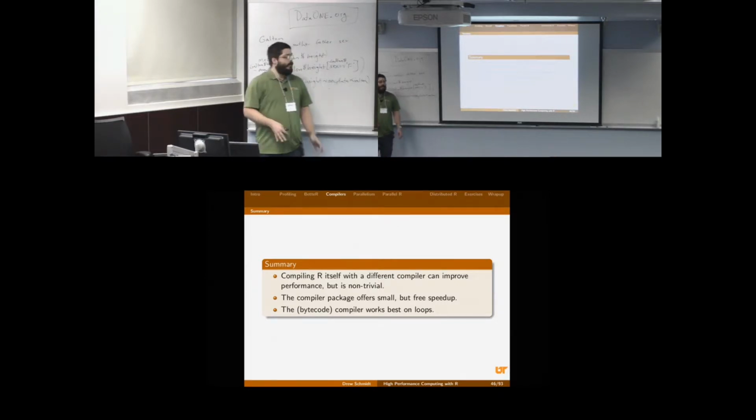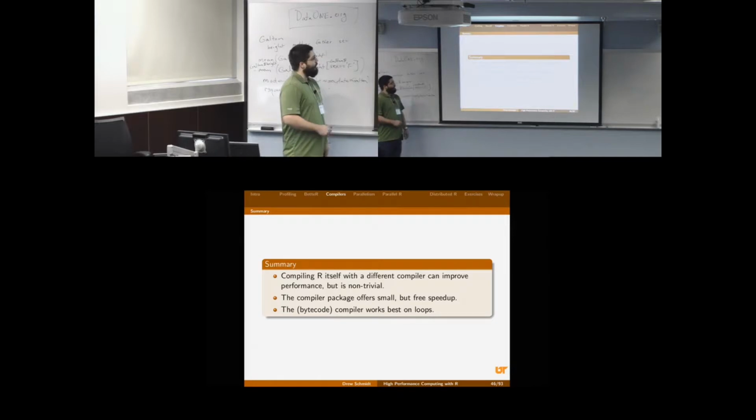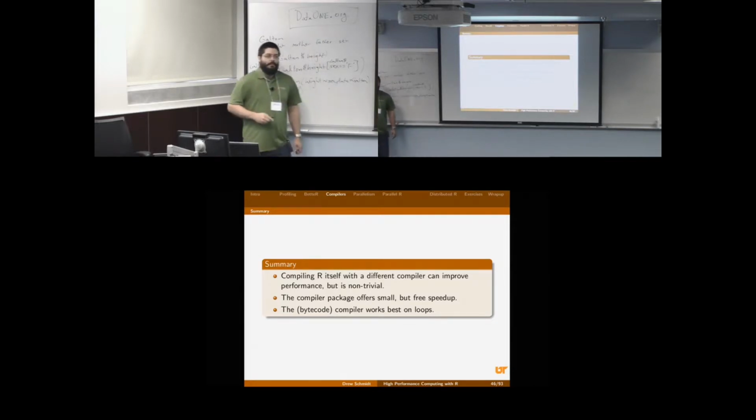It works best on loops. And for really good speedup in serial, which is where we still are for the moment, moving to compiled machine code is still the best. Any questions so far before we get to parallelism?